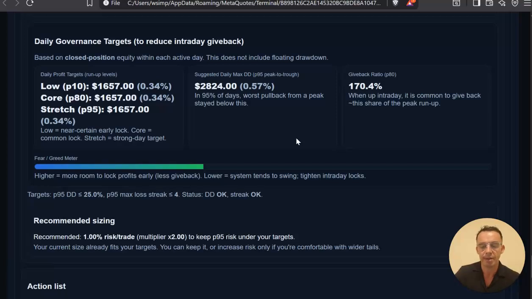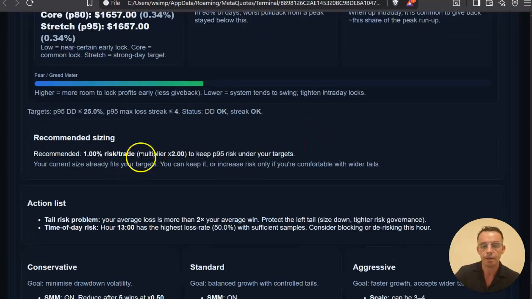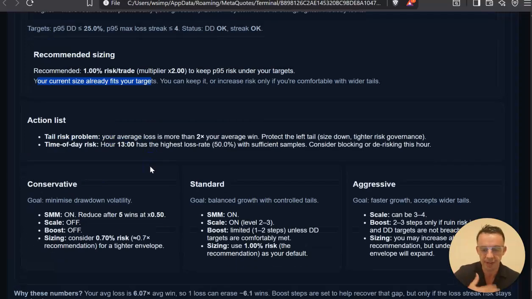the proper recommended settings. So this is recommended sizing, 1% currently. And your current size already fits. This is all just fed back to you in an action list. Each week this will get more detailed, the more stats you get.